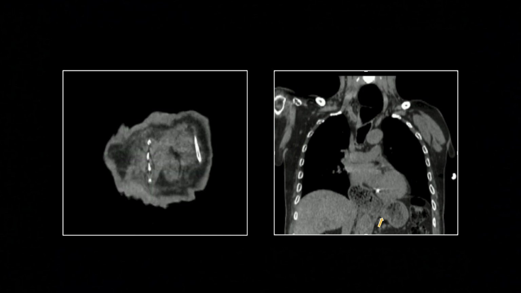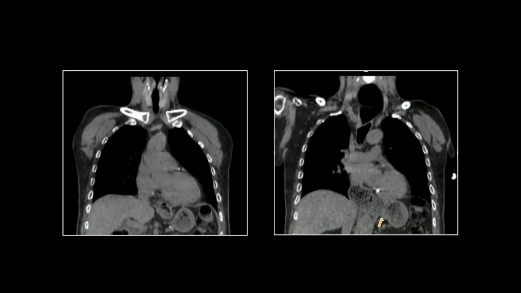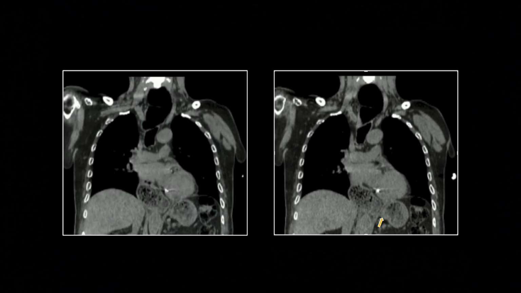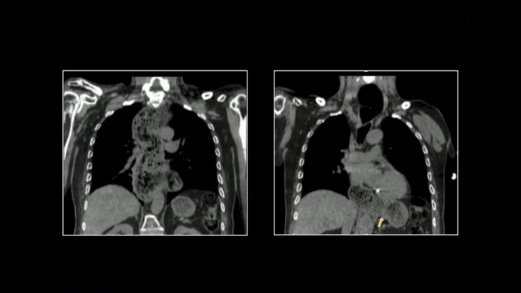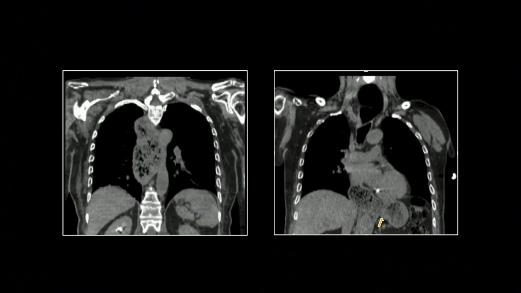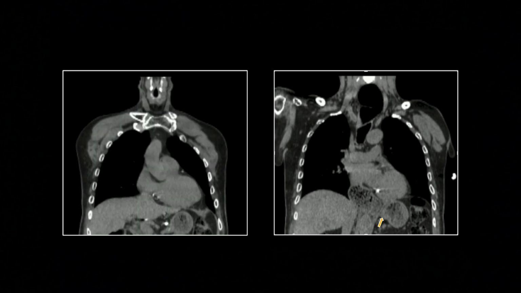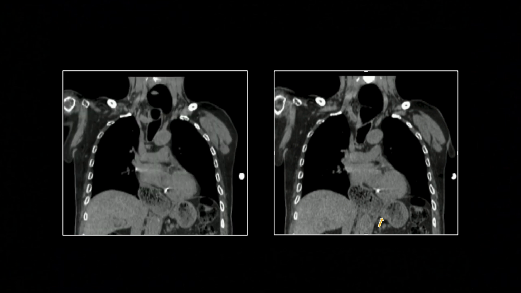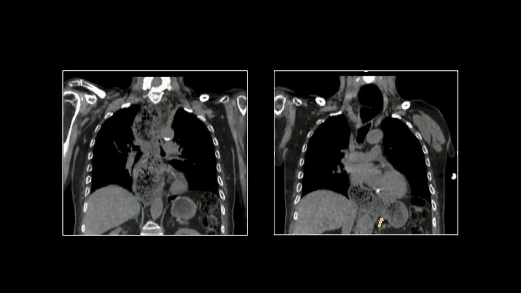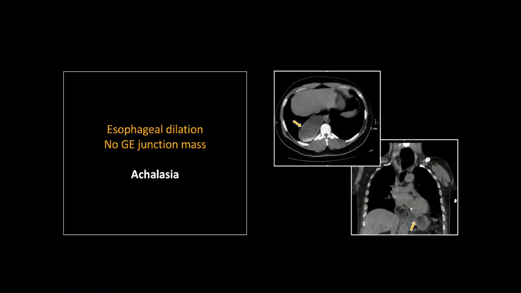So pretty impressive. And you can see that GE junction just does not have a mass. There's a little narrowing there, but that's it. There's no irregularity, and there's nothing extending beyond the confines of the GE junction. Right, so that's a pretty comfortable diagnosis of achalasia.